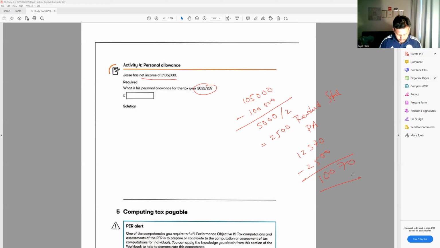The question is, what is the personal allowance? They didn't ask for any tax liability. So the personal allowance will be 10,070. That's it. Very simple. We need to minus the limit, divide by 2, and reduce it from the total personal allowance. That will be my personal allowance. This one I'm going to minus from the income to find the tax. Very simple, the first one. Let's move on to the next one.